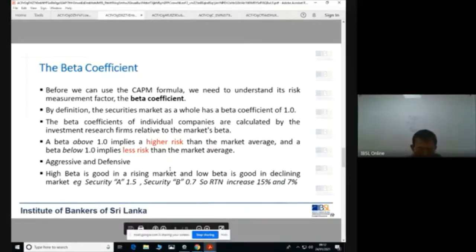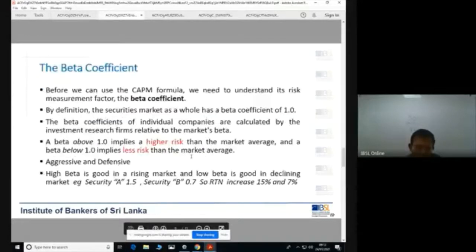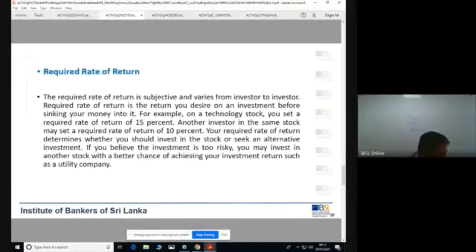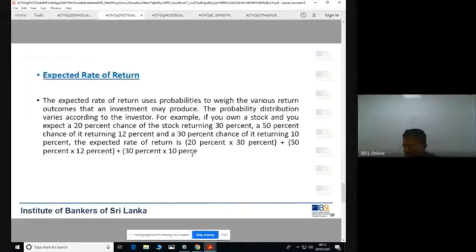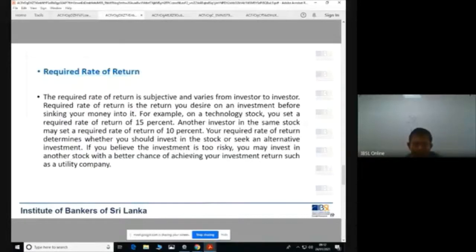Just by looking at the beta, we can say this is an aggressive share or a less aggressive share. If it is more than 1, not percent, right? It's a 1. And also I need to discuss with you these two concepts: required rate of return and expected return. There are some relationships we'll have to learn, expected and required rate.